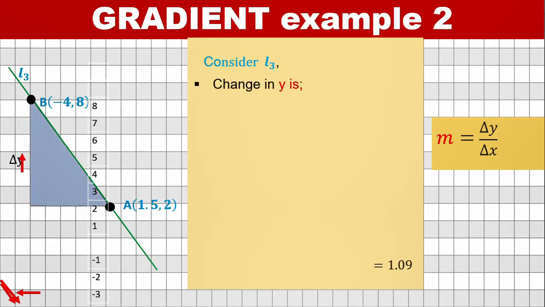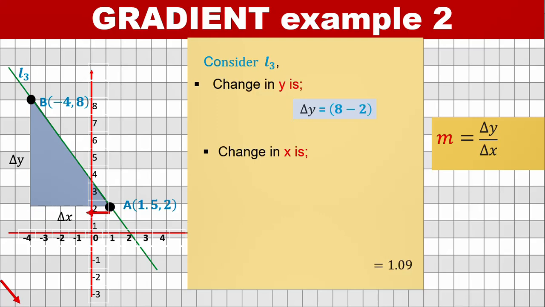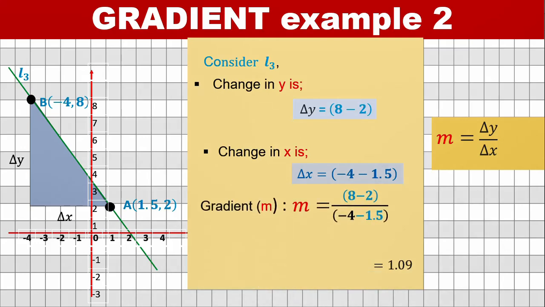In our example 2, the change in y is given by 8 minus 2, starting from point B. This means we calculate point B minus point A. The change in x is given by negative 4 minus 1.5, also starting from point B. As earlier emphasized, if you start with B for y, you must start with B for x as well. Therefore, the gradient is calculated as follows.